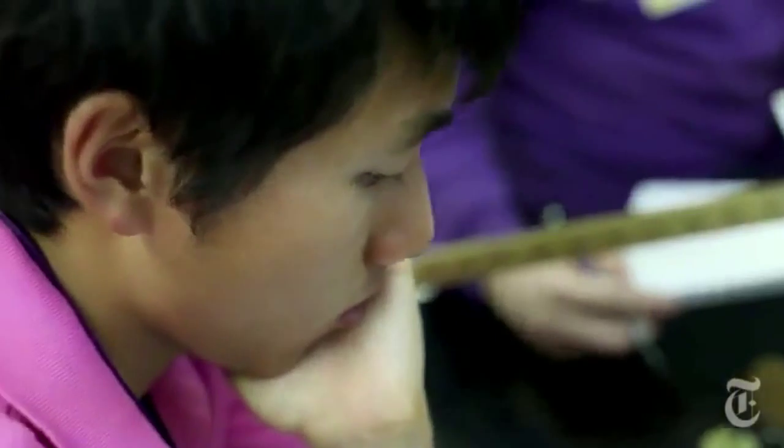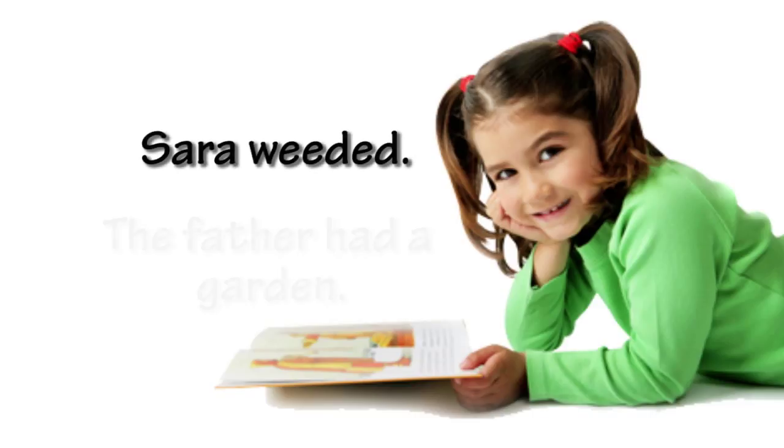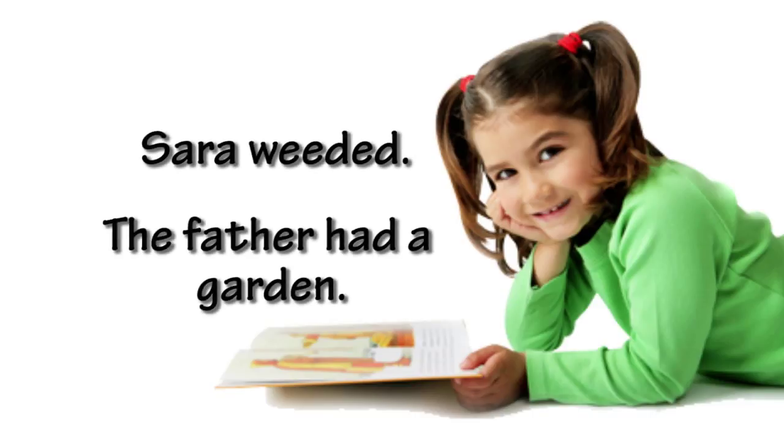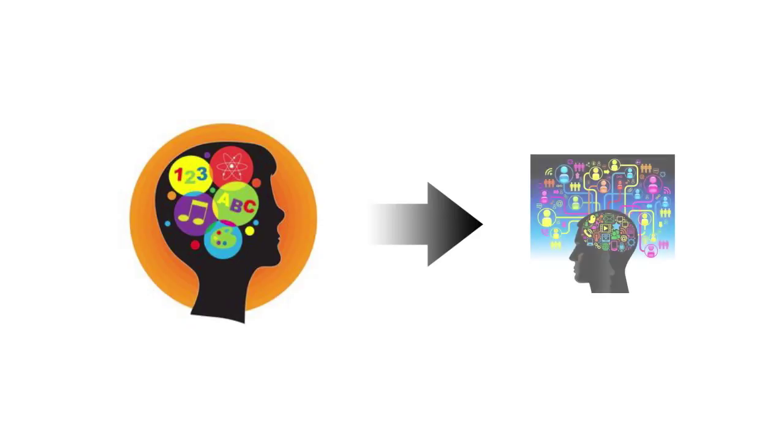The situation model is constructed based on a given purpose, although sometimes a very weak purpose, such as watching a movie for entertainment. On the other hand, a student might be assigned to learn from the text what the people did. So, from the previous example, they remember that Sarah weeded and the father had a garden. Whatever the case, the situation model that the learner creates is then integrated into long-term memory.